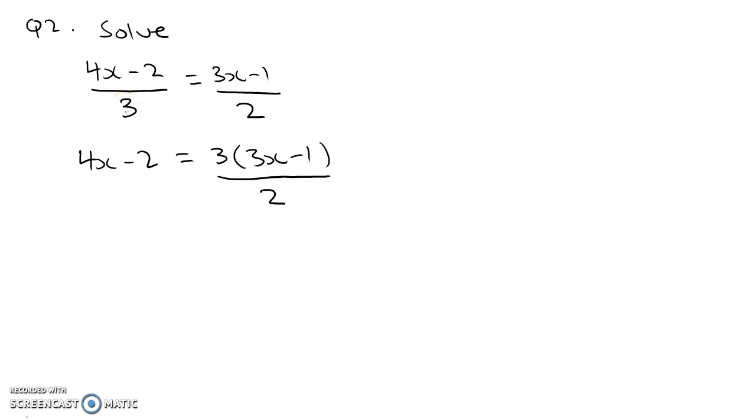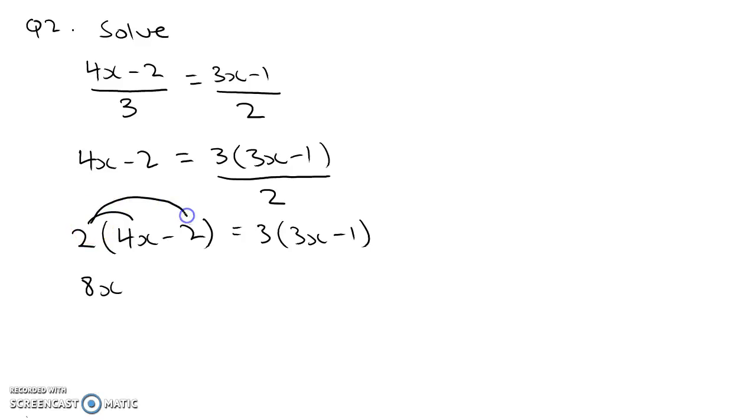And now we'll do the same thing to tidy up this fraction here. If we multiply both sides by 2, we'll get 2 outside of 4x minus 2 equals 3 outside of 3x minus 1. Now this is looking a little bit better, and we can go ahead with expanding these brackets. 2 times 4x gives us 8x. 2 times minus 2 will give us minus 4 equals 3 times 3x will give us 9x. 3 times minus 1 will give us minus 3.